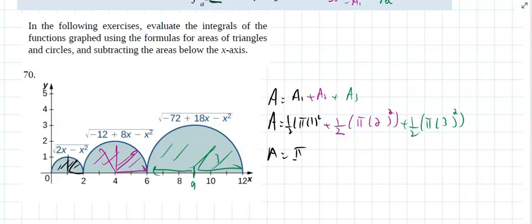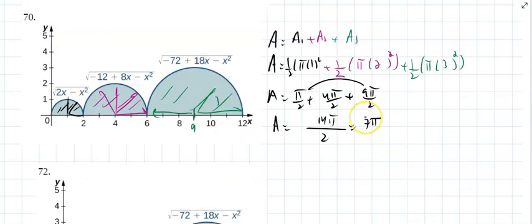That is pi over 2 plus 4 pi over 2 plus 9 pi divided by 2. So altogether, this area over 2, 9, 10, 14 pi over 2, or simply 7 pi. That would be it.